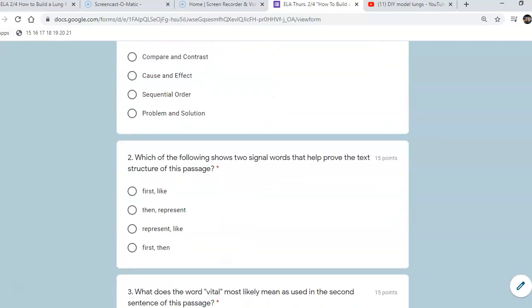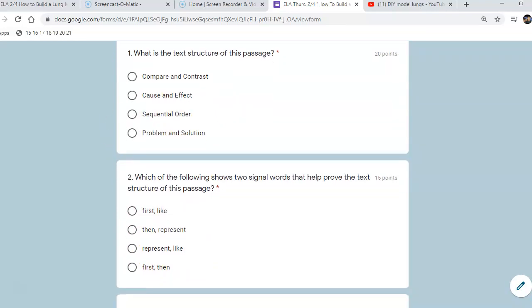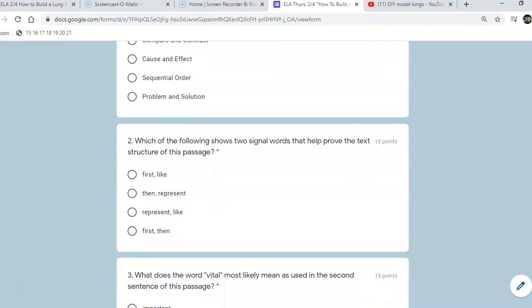Okay, number 2. This goes right along with text structure. So this one's asking which of the following shows 2 signal words, and every answer choice has 2 in them. So we're picking one, and each one has 2 signal words. So 2 signal words that help prove the text structure of this passage. So for whatever we picked up here, we need 2 signal words from down here that show us that text structure. So would the signal words be first and like, then and represent and like, or first and then?